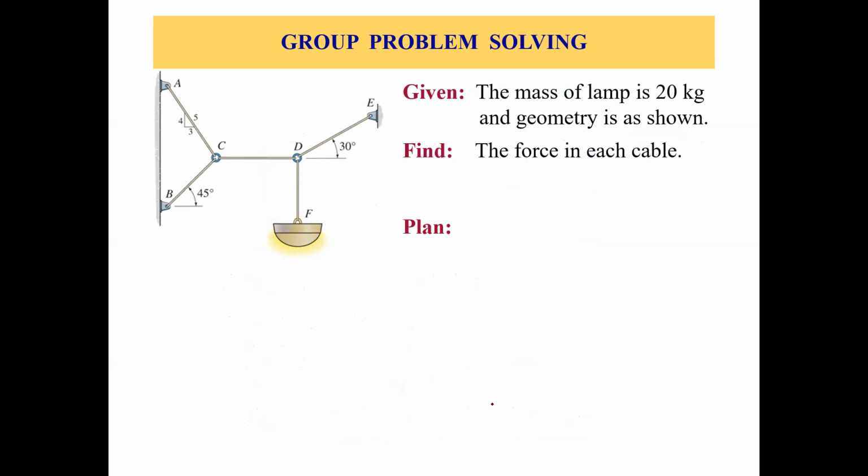What's given in the statement? The mass of the lamp is 20 kg and the geometry is as shown. So this lamp at point F is hanging down, and the mass is 20 kg. And what we need to find are the forces in each cable. That means we need to find 1, 2, 3, 4, 5 forces.